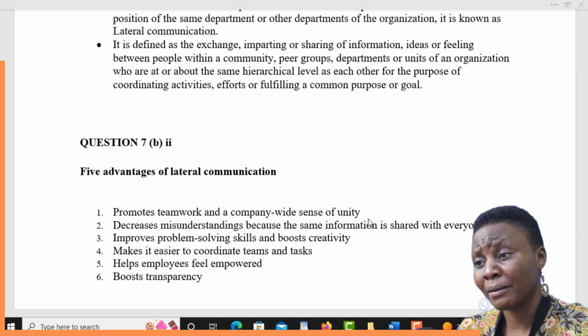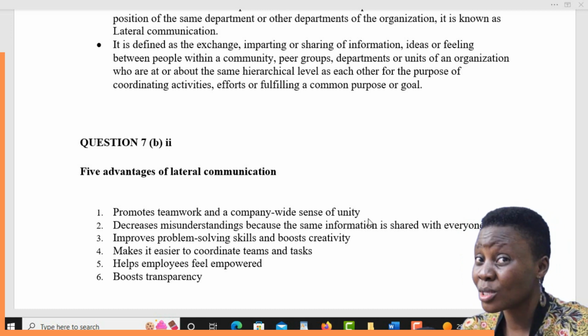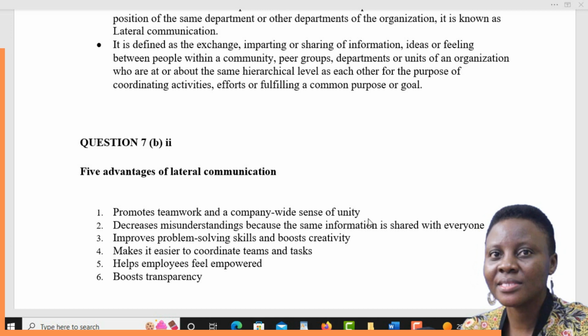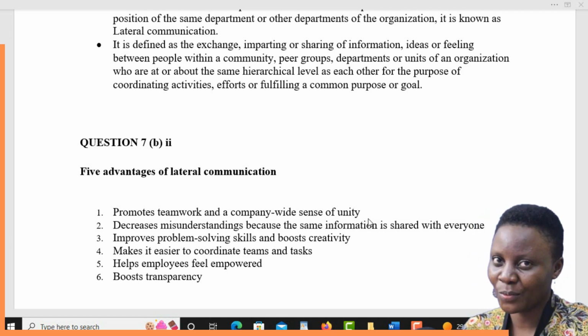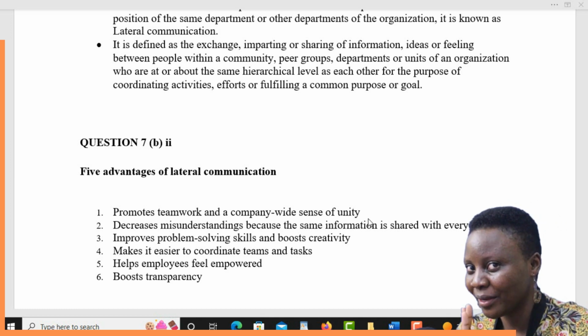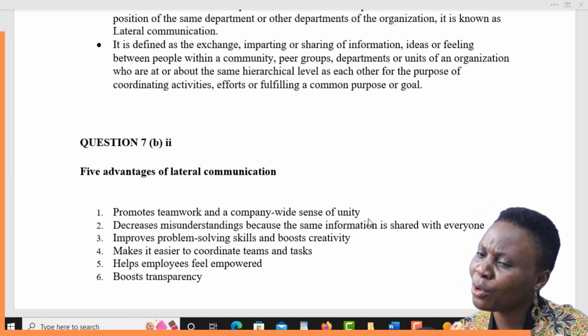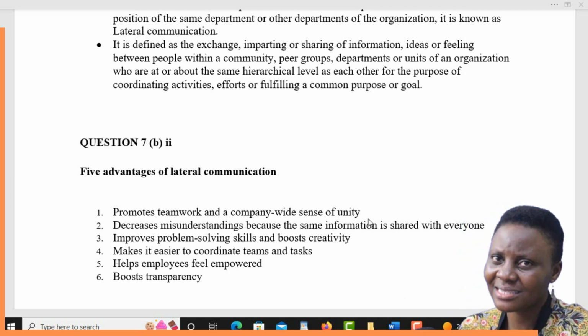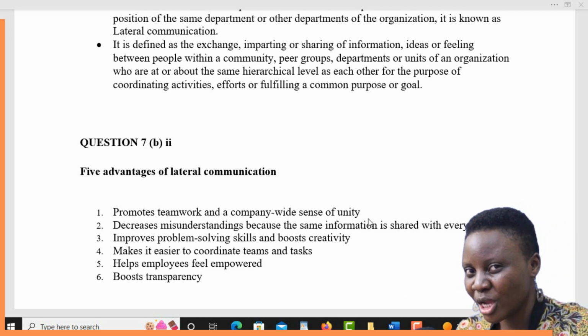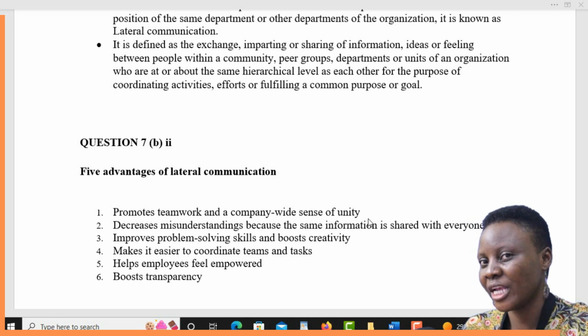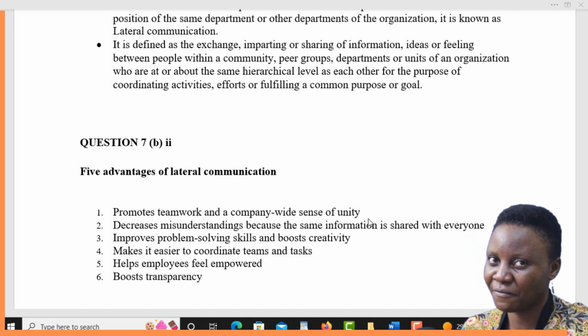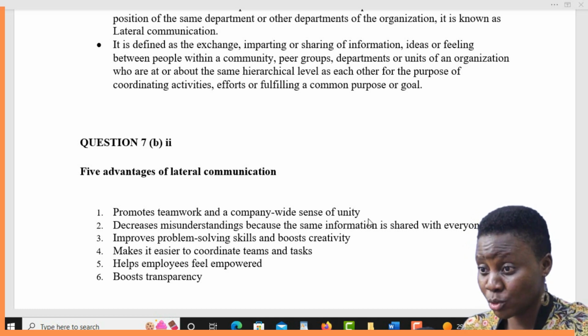And then it also improves problem-solving skills and boosts creativity. Why does it boost creativity? Because we can share ideas and opinions. At the end of the day, 2 heads are better than 1. If we are allowed to communicate and work together as a team, then creativity will be on another level. Then also it makes it easier to coordinate teams and tasks. People communicate freely, without any hesitation. Because they share views and opinions, it's very easy for them to cooperate and coordinate, and at the end of the day, achieve the common goal.